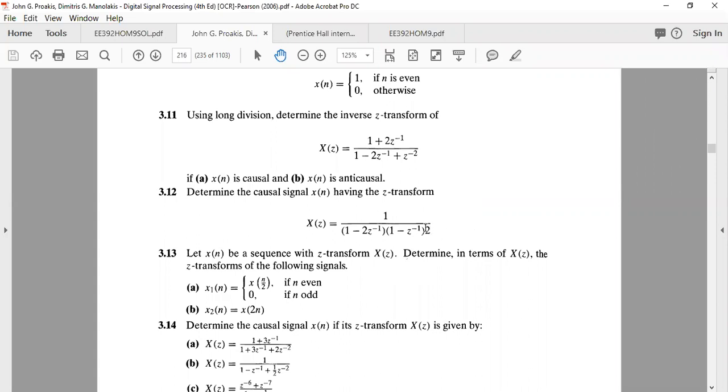So there's a typo here. This 2 was supposed to be squared, just supposed to be the power of this particular term, 1 minus z to the power of negative 1.